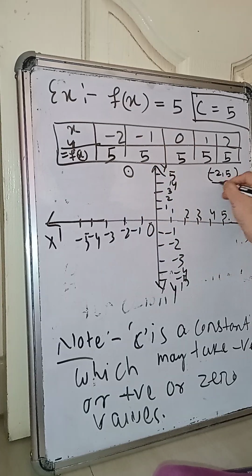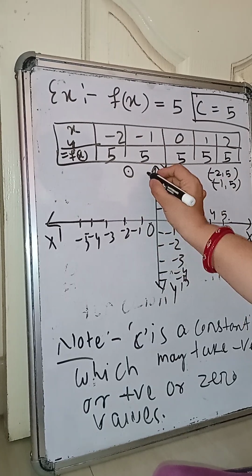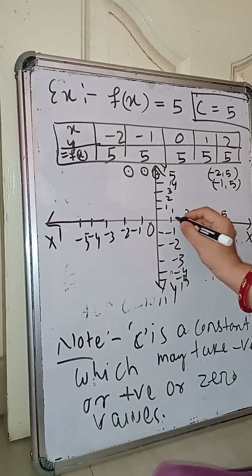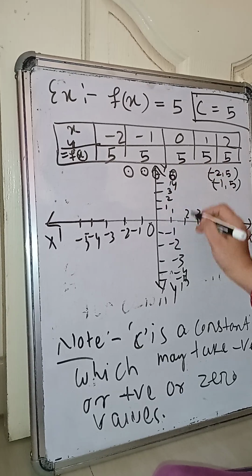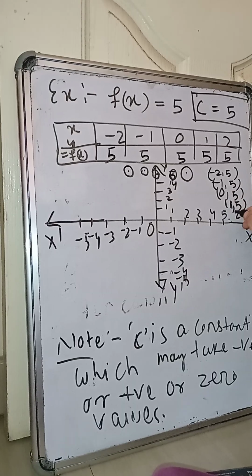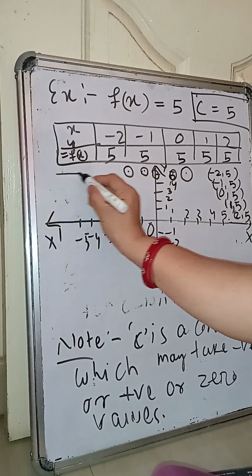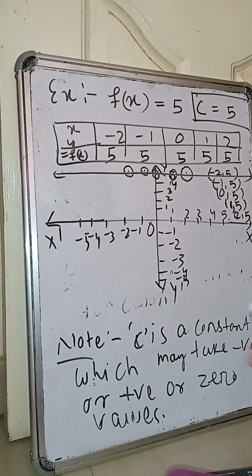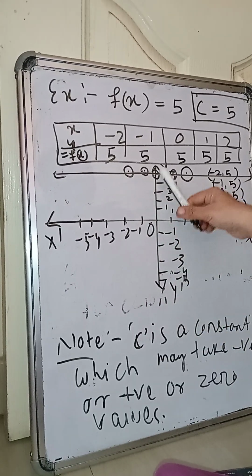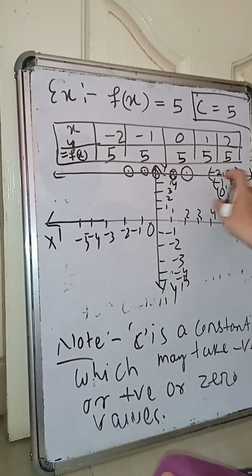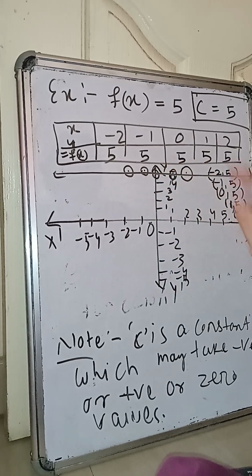Then the next ordered pair is -1, 5. Then 0, 5. 1, 5. 2, 5. Now if you join these, what do you get? It is nothing but a straight line which is parallel to the x-axis and lying above the x-axis. Since your image is a positive number, the straight line is parallel to the x-axis and lying above the x-axis.